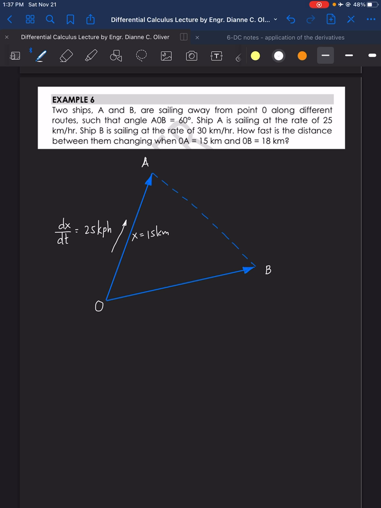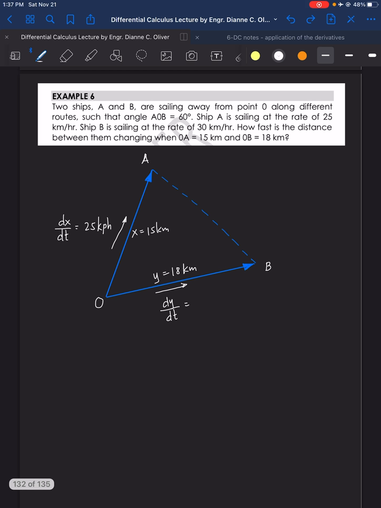Next, let's name this as y. So y equals 18 kilometers, and again, this is changing. So dy over dt equals 30. It says here, ship B is sailing at the rate of 30 kilometers per hour.